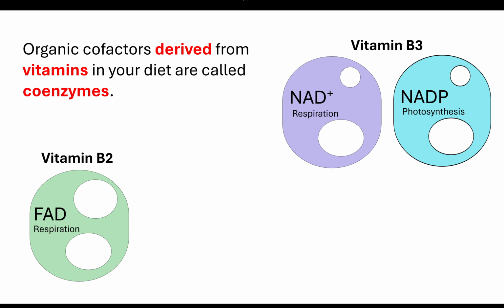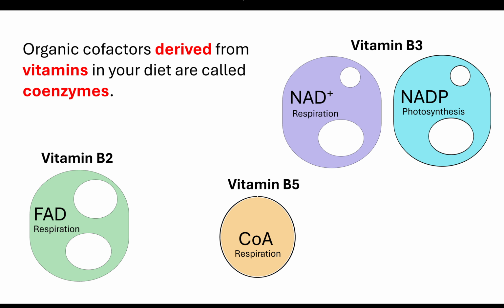FAD is another coenzyme that you need for respiration, and that comes from having vitamin B2 in your diet. And coenzyme A is another example of a coenzyme needed for respiration, and one that comes from vitamin B5. So it's important that you note that the inorganic, the mineral ions, cofactors are necessary, but so are organic cofactors. And they come from different places. The organic ones have to come from your diet and from the vitamins that you take into your diet.